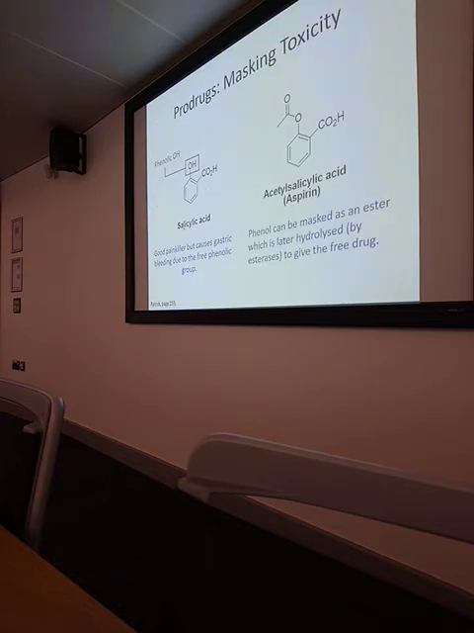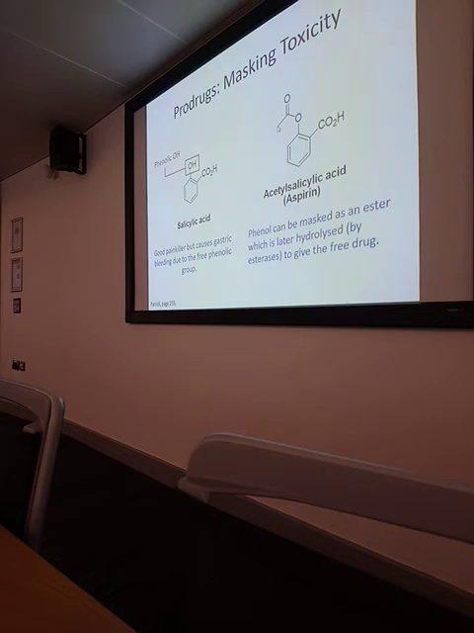Another example is with salicylic acid. This is the compound that was originally discovered from willow bark, which is where aspirin has been derived from. Salicylic acid has good pain-killing effects, but this phenolic group is pretty bad for your gastrointestinal tract, and it can cause bleeding. So the development of this drug was to mask this phenolic hydroxyl group with an acetyl group, and that then gets hydrolyzed later on. That's an ester, so it's very easily hydrolyzed, which then gives the free drug.